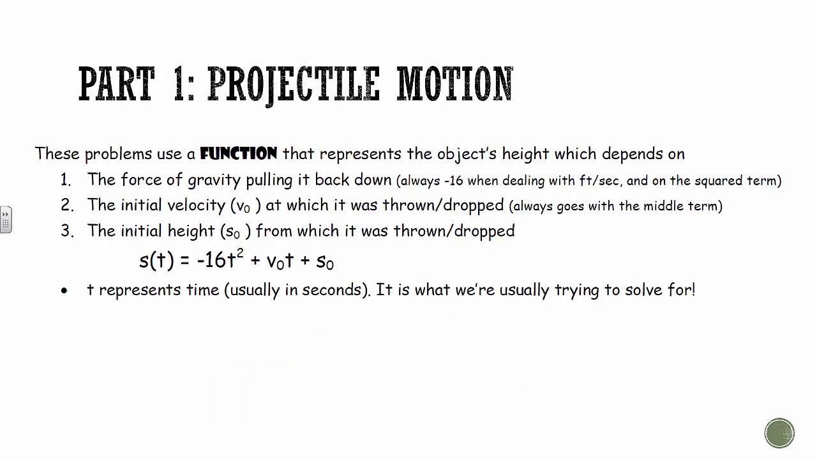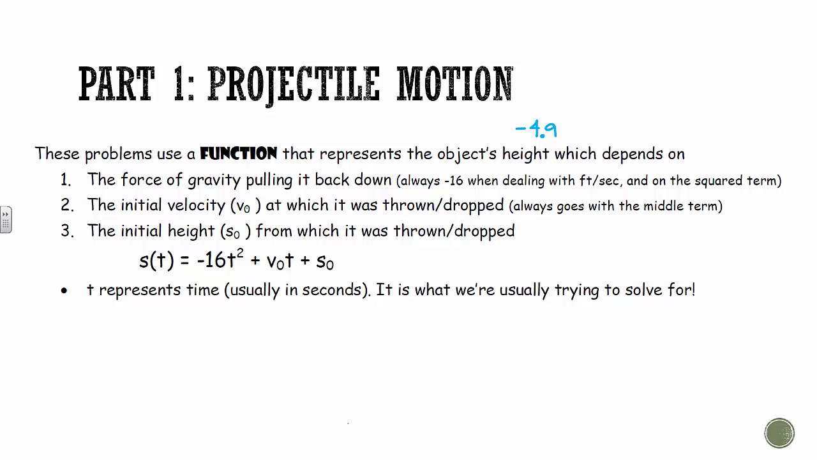So these problems use a function that represents an object's height, and it depends on three things. The force of gravity pulling it back down, which is always -16 if we're talking about feet per second. If you're talking about meters per second, when you get into physics class, that'll always be -4.9. The other things it depends on are initial velocity and the starting height. Initial velocity is how fast it was initially thrown or dropped or kicked. The initial height is how high it was when it was thrown or dropped or kicked.